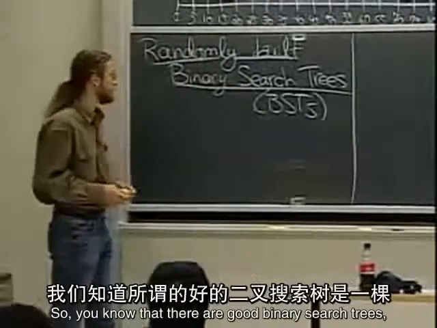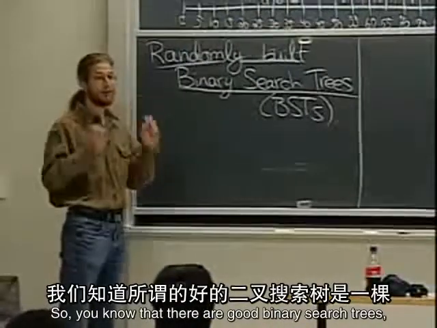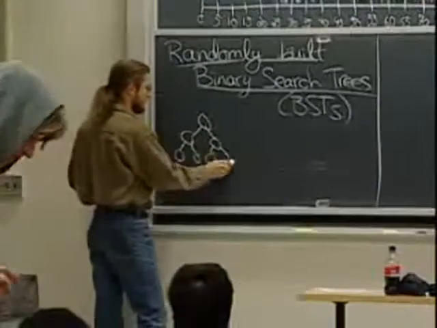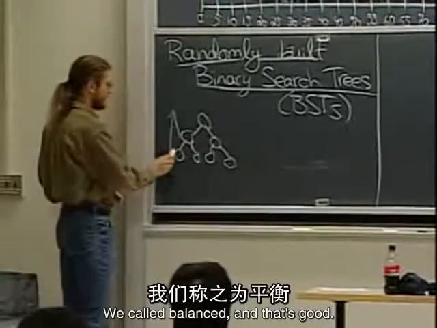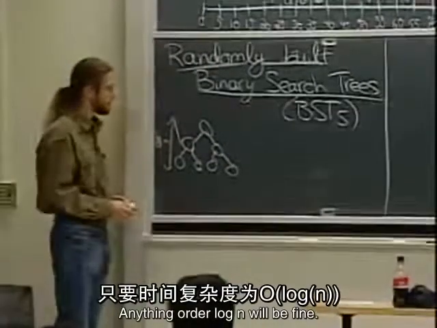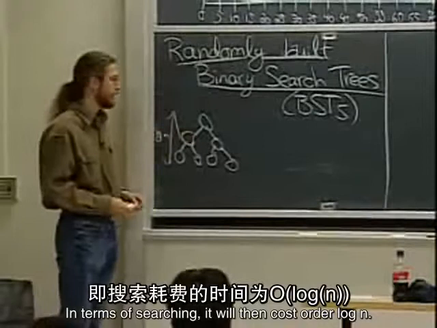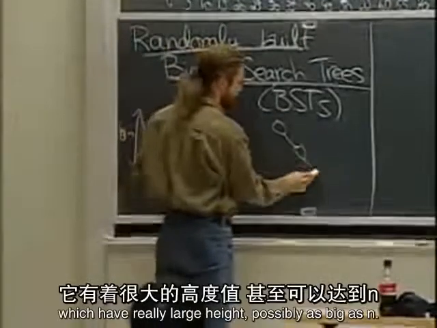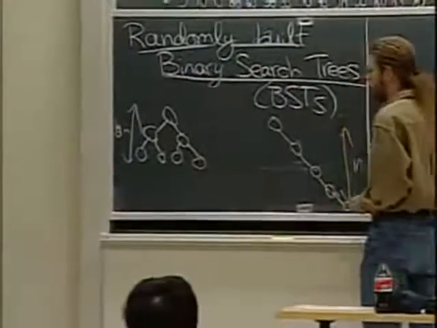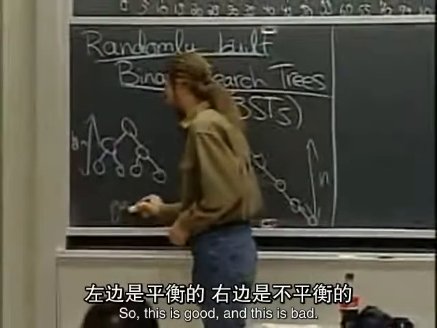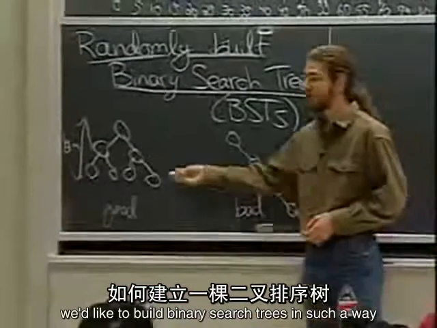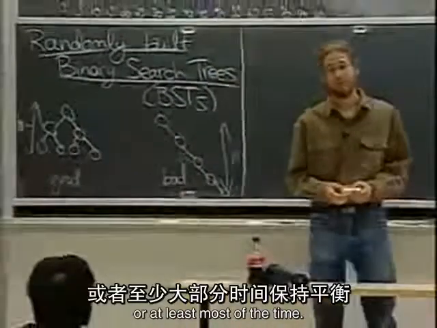make them good. So you know that there are good binary search trees, which are relatively balanced, something like this. If the height is log n, we call them balanced, and that's good. Anything order log n will be fine. In terms of searching, it will then cost order log n. And there are bad binary search trees which have really large height, possibly as big as n. So this is good, and this is bad. We'd like to build binary search trees in such a way that they're good all the time, or at least most of the time.